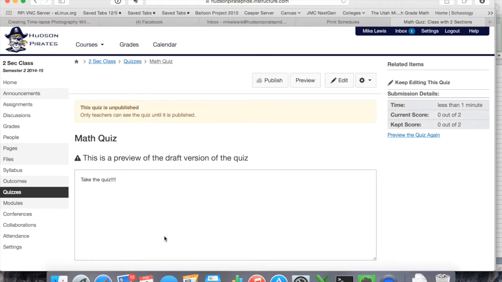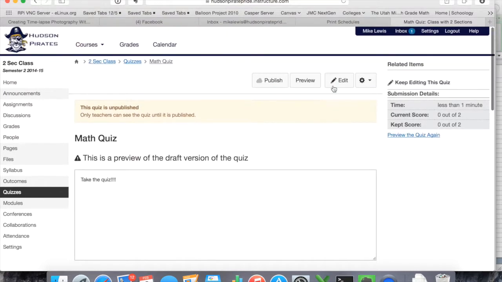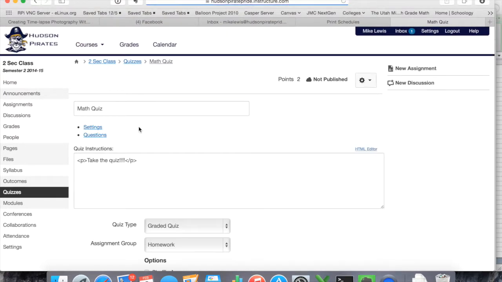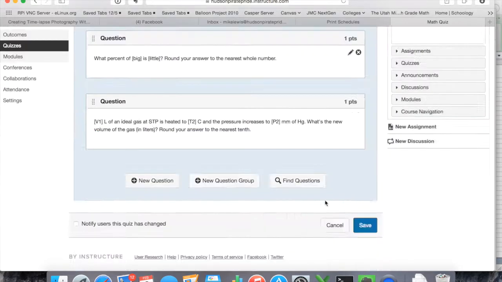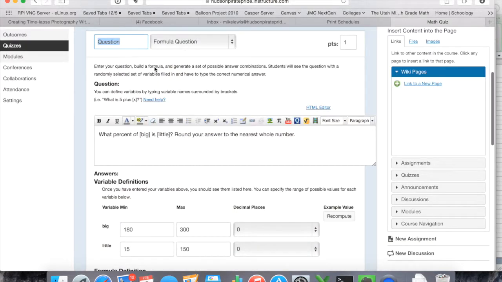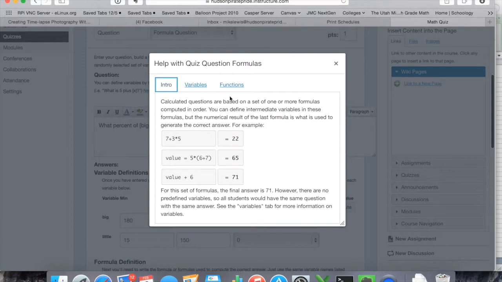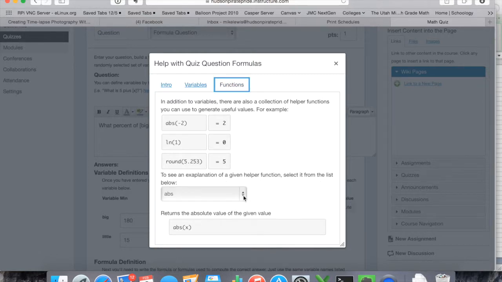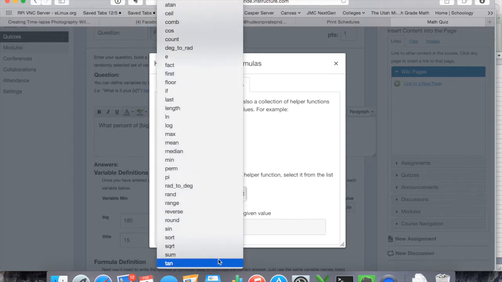Hopefully that helps you see how the formula questions on a quiz work. They're pretty nice. One place that you should take a look at if you're interested in these kinds of questions is when you choose that and you get this set of instructions, this need help right here, pops up some information including what I think is the nicest part over here under functions, a list of the possible functions that you can have it do for you.